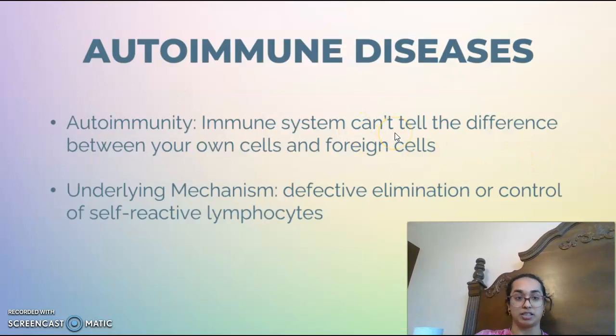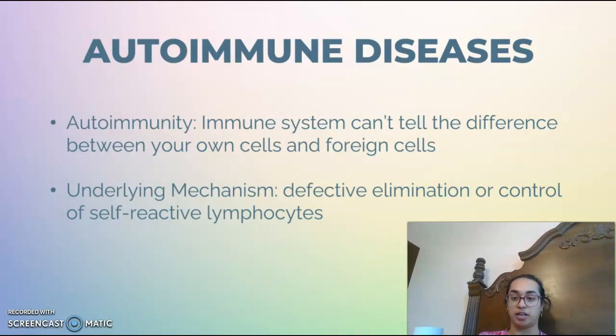Next, I'll be discussing autoimmune diseases. So, as mentioned earlier, autoimmune diseases happen when the body's natural defense system can't tell the difference between its own cells and foreign cells and objects, and this causes the body to mistakenly attack the normal cells within the body. Most autoimmune diseases cause inflammation that can affect many parts of the body.